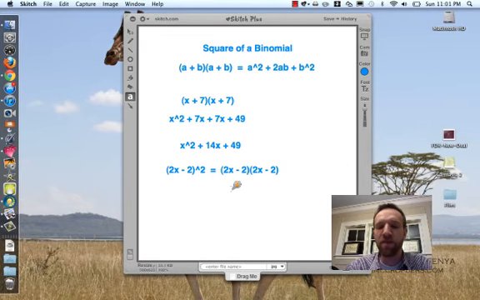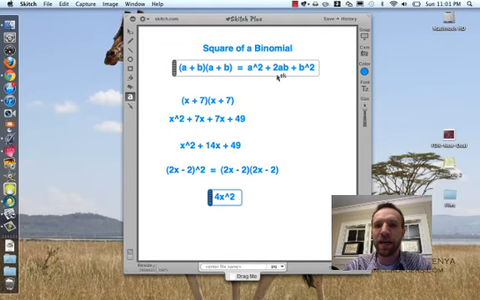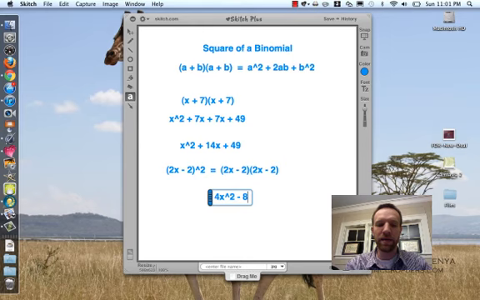All right. So if I try to follow the pattern and not really write it out the long way like we did up here, I'm going to take a squared. A is 2x, so if I square 2x, I'm going to get 4x squared. Then the next part is to do this 2 times a times b. So a is 2x, b is negative 2. What's 2x times negative 2? It's negative 4x. Then multiply it by 2, so negative 4x times 2 is negative 8x.